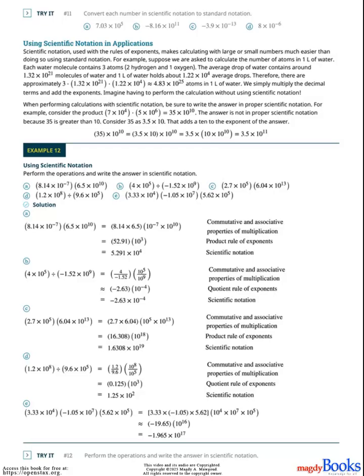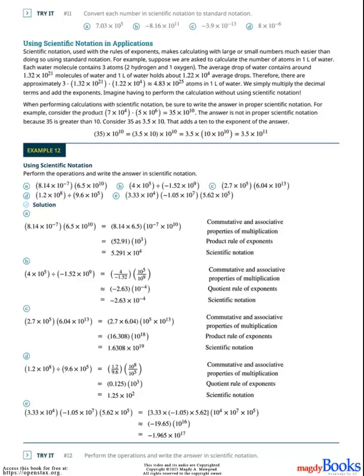Using scientific notation in applications. Scientific notation, used with the rules of exponents, makes calculating with large or small numbers much easier than doing so using standard notation. For example, suppose we are asked to calculate the number of atoms in 1 liter of water. Each water molecule contains 3 atoms, 2 hydrogen and 1 oxygen.